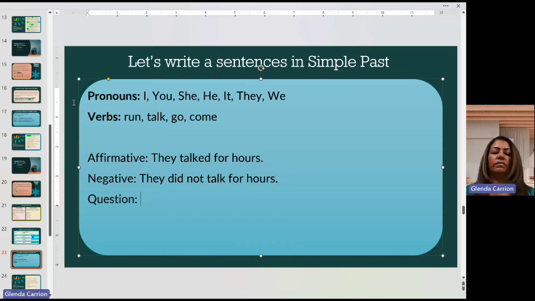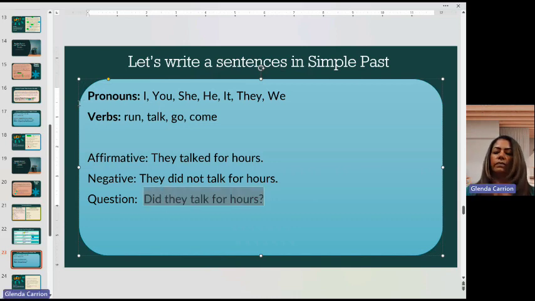Now the question. We need to start with an auxiliary verb. Therefore, because it's past tense, we need to start with did, same pronoun, they, and now the verb, talk for hours. And now we have our question, right? Okay.